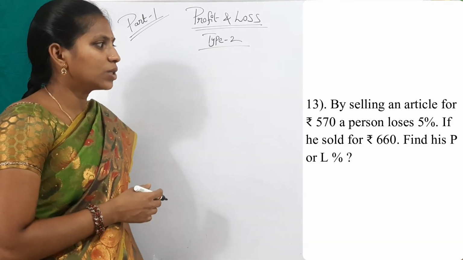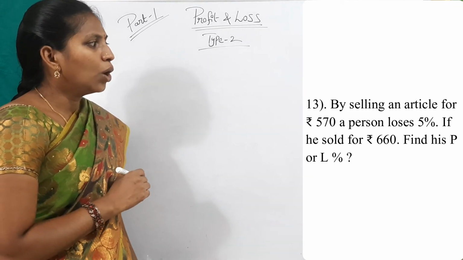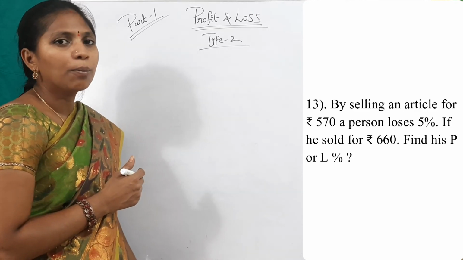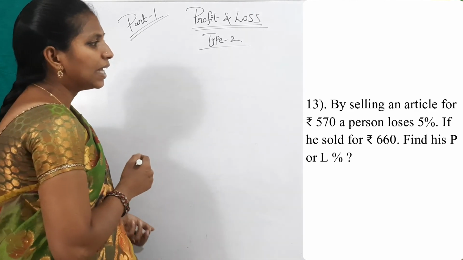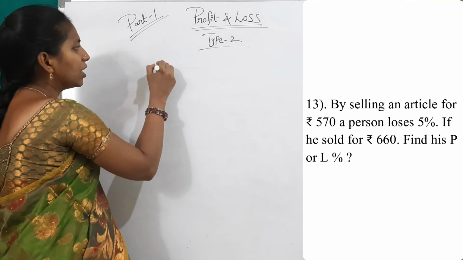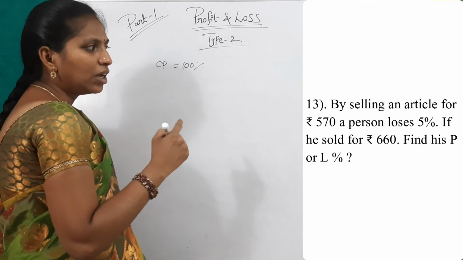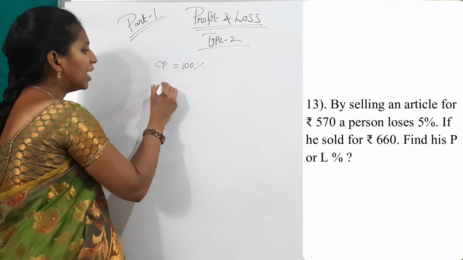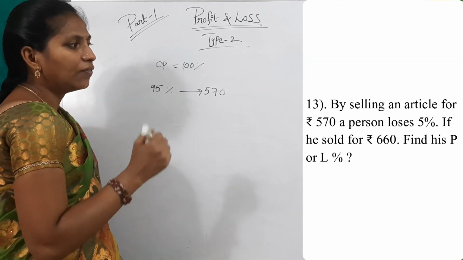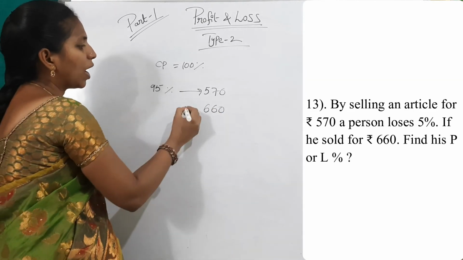Now see the last question in this video. By selling an article for 570 rupees, a person loses 5%. If he sold for 660 rupees, find his profit or loss percentage. Here take cost price as always 100%. A person loses 5% means how much? 95% equals how much? 570. Then what is the question? If he sold for 660 rupees, then find out the percentage value.